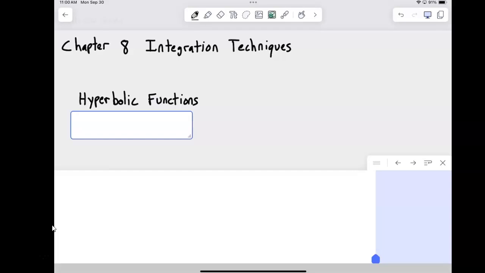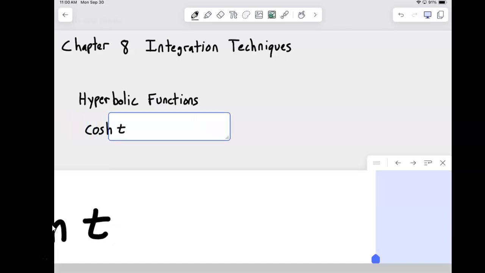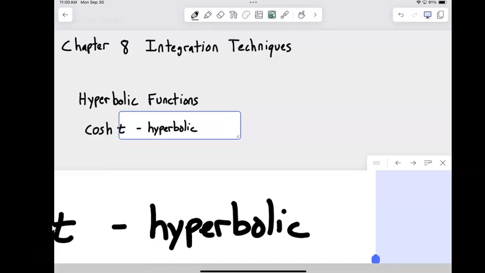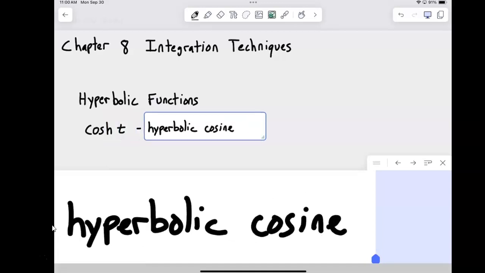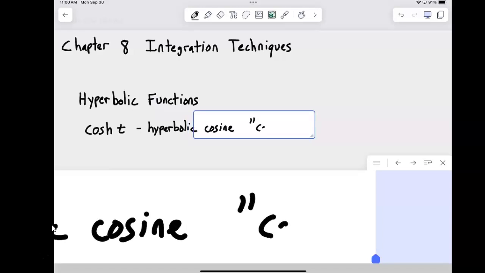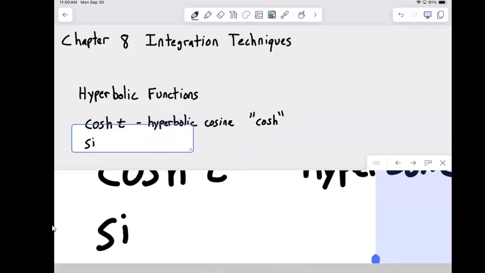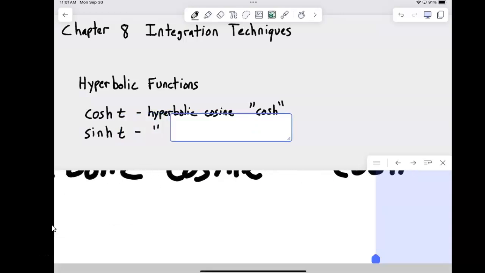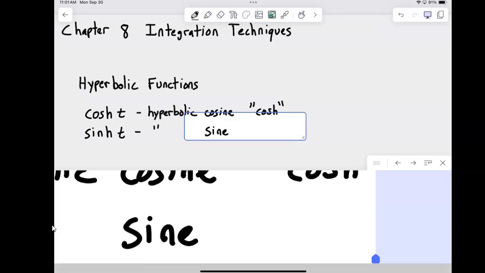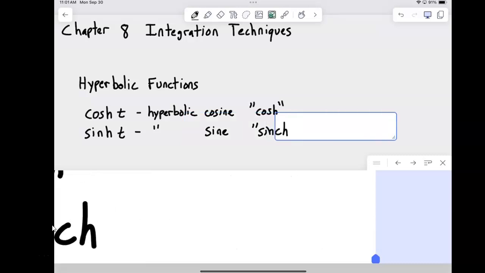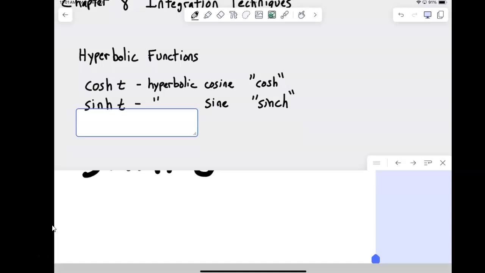And the functions are the cosh of t, called the hyperbolic cosine, or the abbreviation we use is cosh of t, and the sinh of t, the hyperbolic sine, which we call the sinh, since it looks like the word cinch, except you're missing the C, and the hyperbolic tangent.